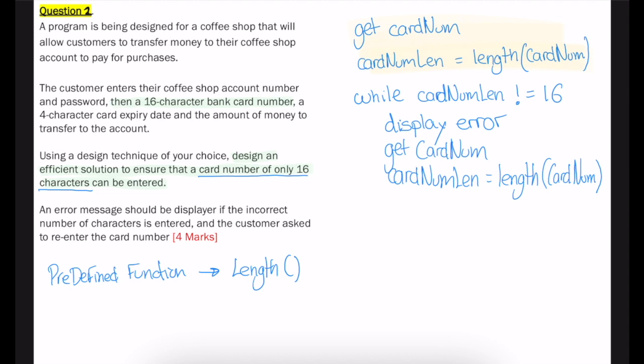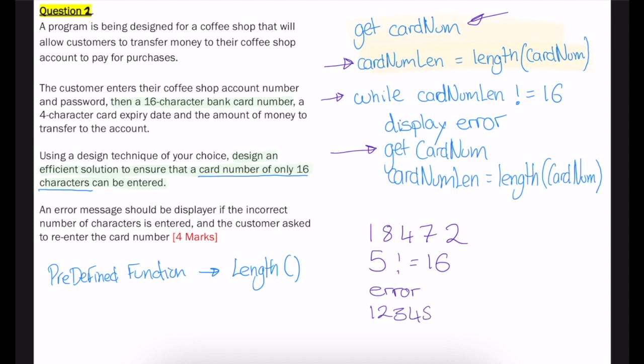Let me very quickly explain to you how this code works. On this first line here, we ask the user to put in a card number. So say for example I enter 18472. On our second line we work out the length of that card number, which in this case is 5. Our while statement means because 5 is not equal to 16, we see the error on our screen. Once we've seen the error, we are asked to enter in the card number again. This time, if we put in a 16-digit number, we then measure the length of this number, which is equal to 16. And because 16 is not not equal to 16, we exit the while loop and continue with the rest of our program.